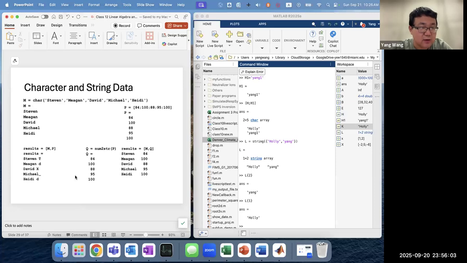Okay, another thing is that if you have this character array and you're trying to combine it with, let's say, the score of each student, and you directly combine the character array with numbers, the combination will turn these numbers into letters. Remember, each letter here represents a character. But if you want to combine them as numbers, then you need to first convert these numbers to strings. You will use the number to string function to convert them into strings, and then you can combine them together.